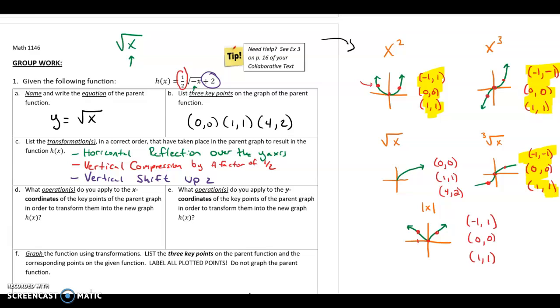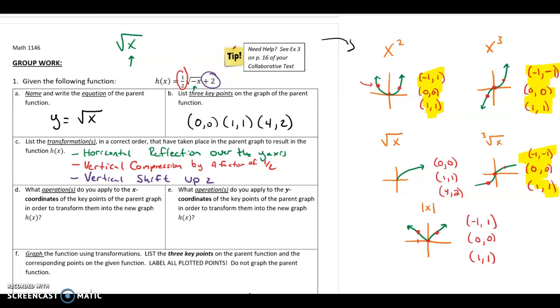So a quick thing to cover is anytime you see multiplication, it's going to be a compression or a stretch. Whenever you see addition or subtraction, it is going to be a shift. Now that is both horizontally and vertically here, okay? So now we're going to move on to the next step, which says, what operations would you apply to the x-coordinates of the key point of the parent graph to get the new points on this graph?